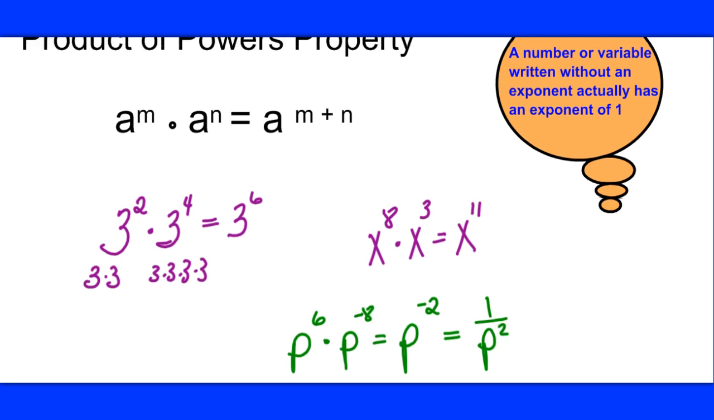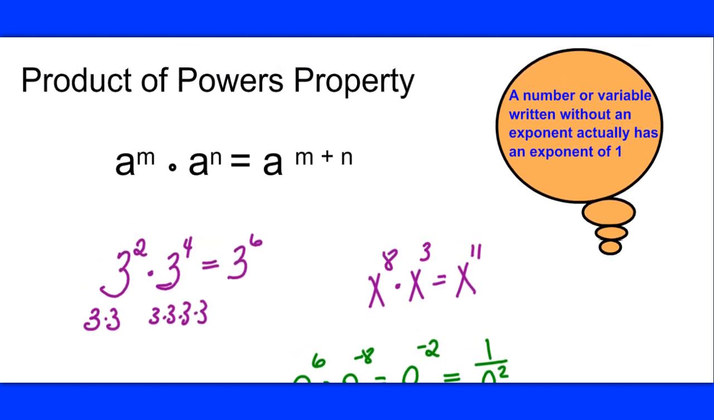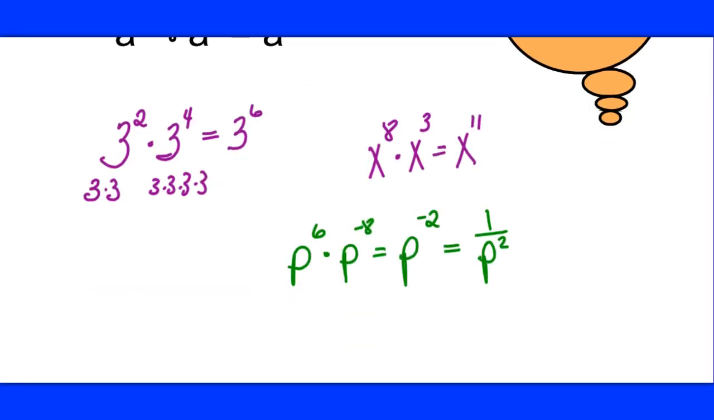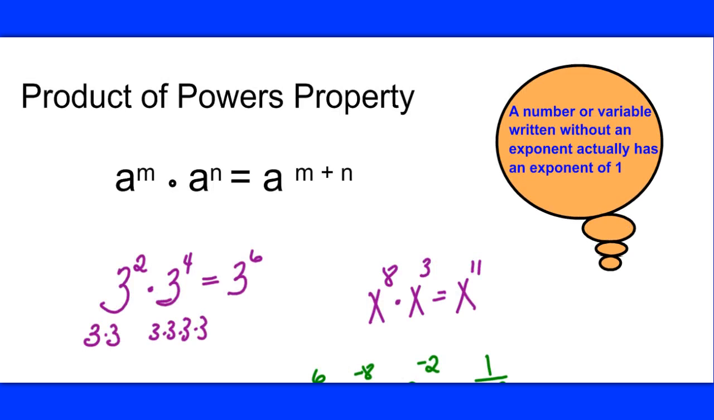I put a little reminder over here for you that says, remember, a number or variable written without an exponent actually has an exponent of 1. I'll give you an example of that. If I have 5 to the 8th power times 5, that is going to give me 5 to the 9th power because there's that little understood 1 up there. Okay, and again, that is called the product of powers property.